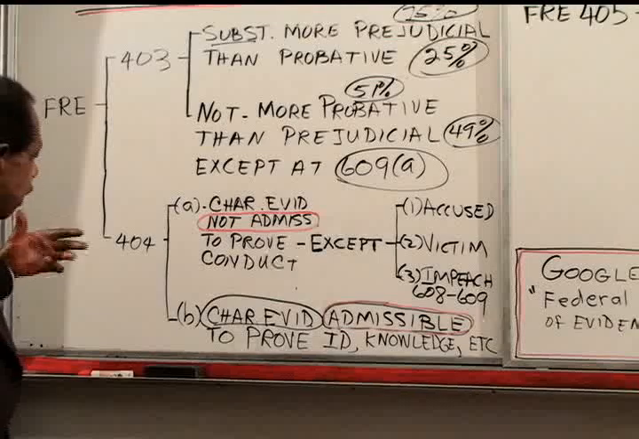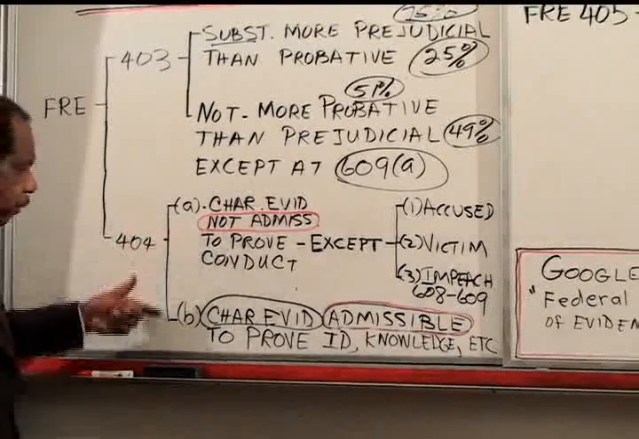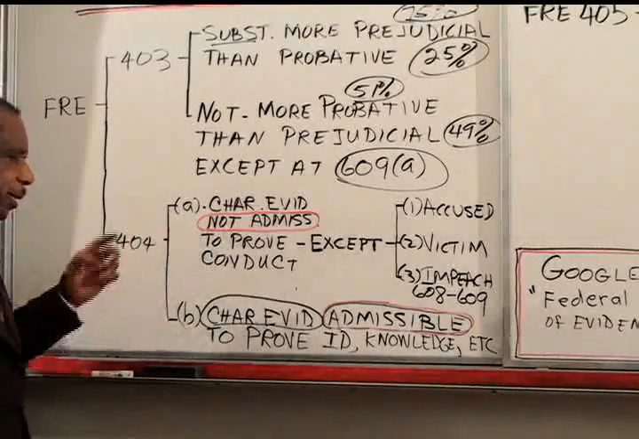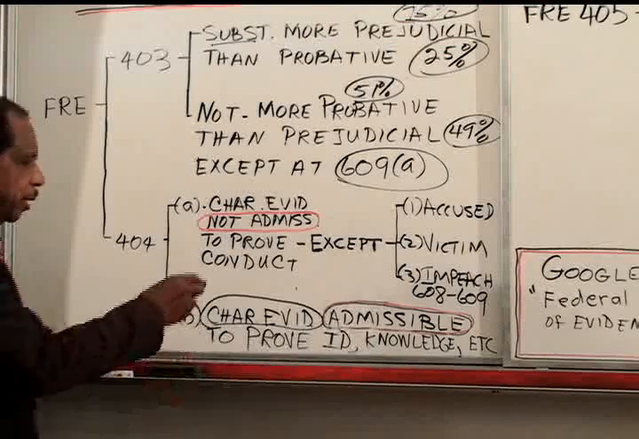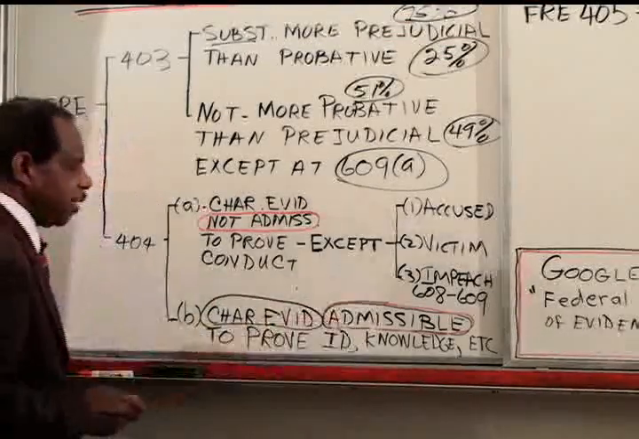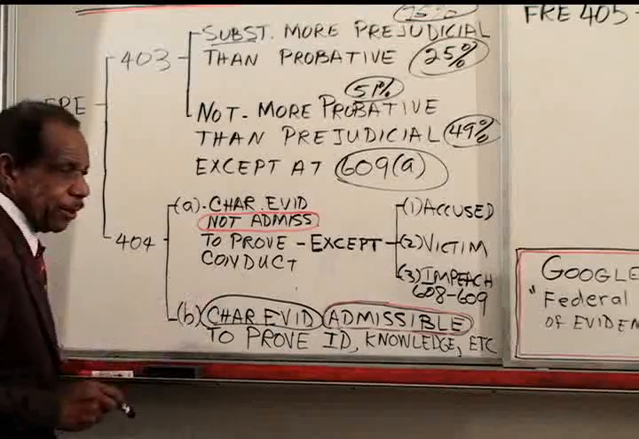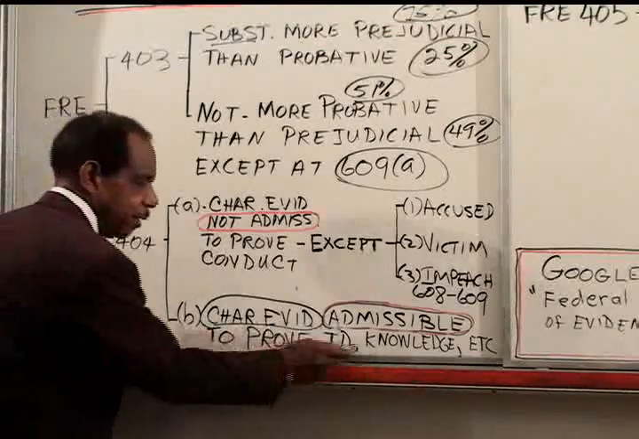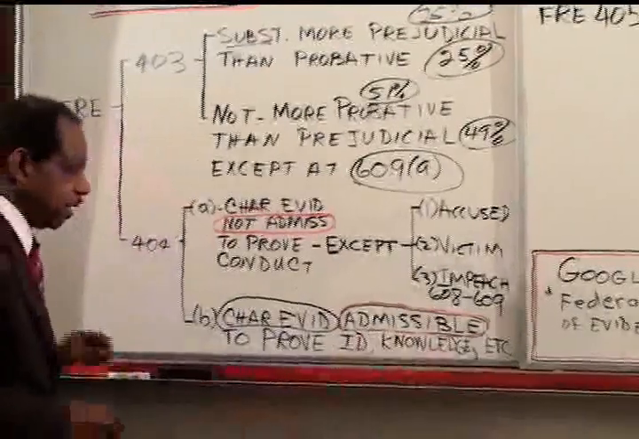Now, that's how 404A is used. 404B also points out that character evidence can be admissible if you're trying to prove something other than conduct, such as identity, knowledge, common scheme or plan, and so forth.